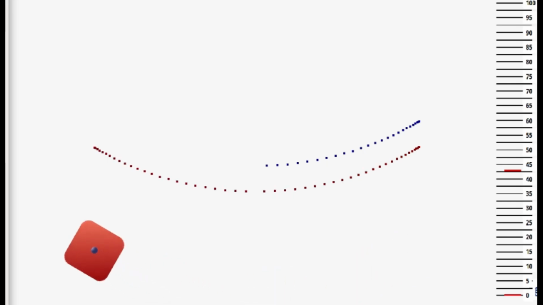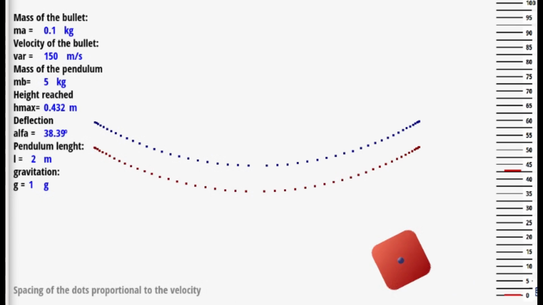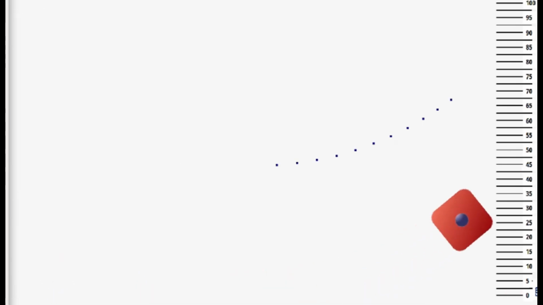The ballistic pendulum is another illustration of kinetic energy versus potential energy. One of the bodies, the pendulum, has a much larger mass than the other body, the bullet.